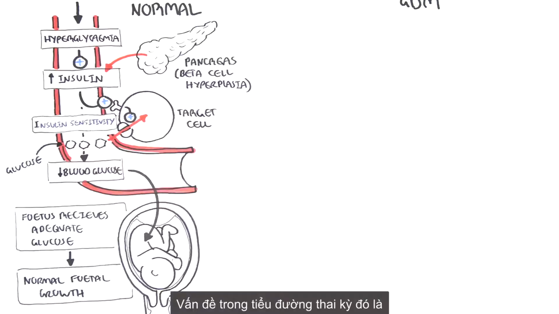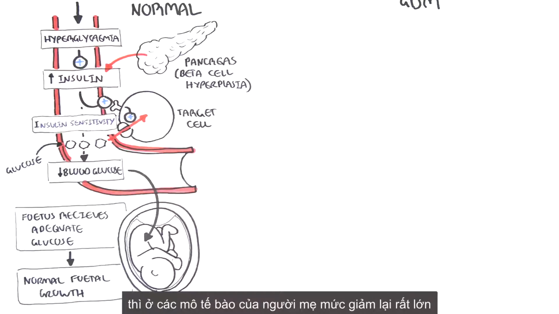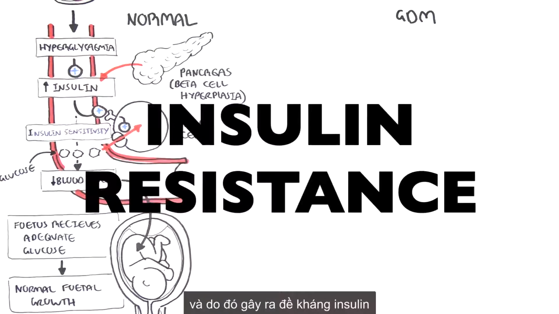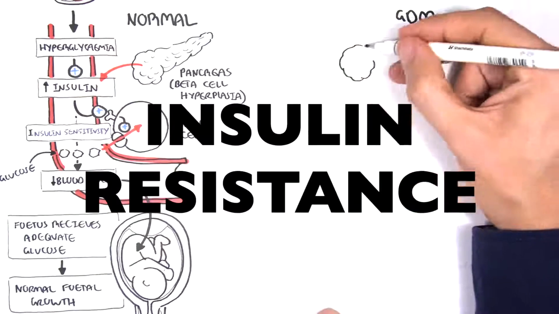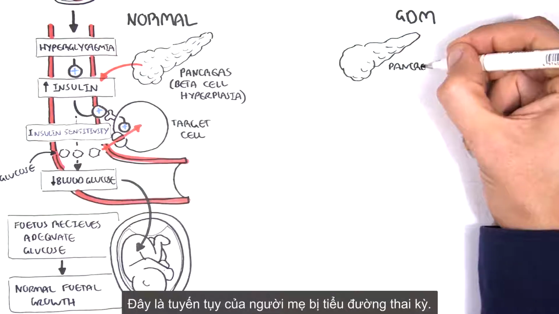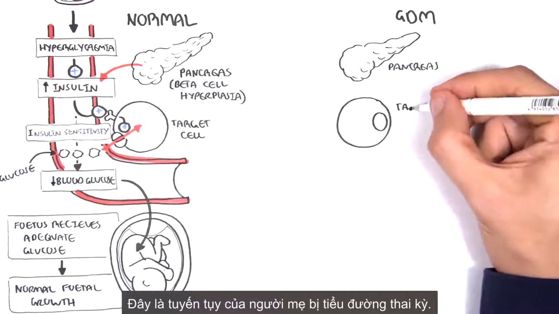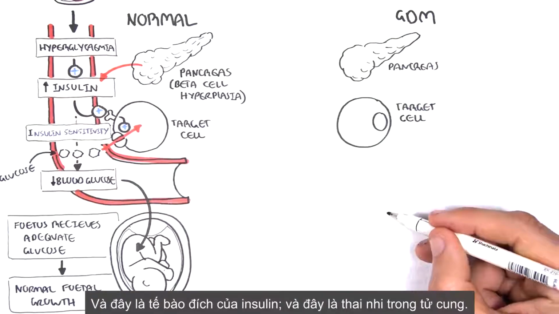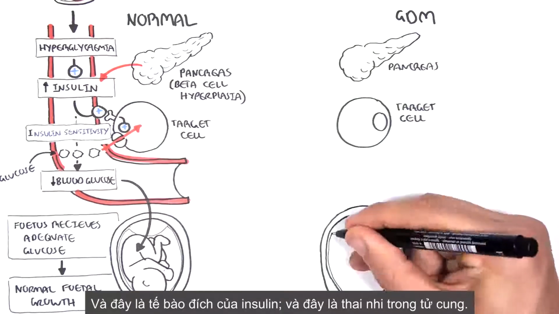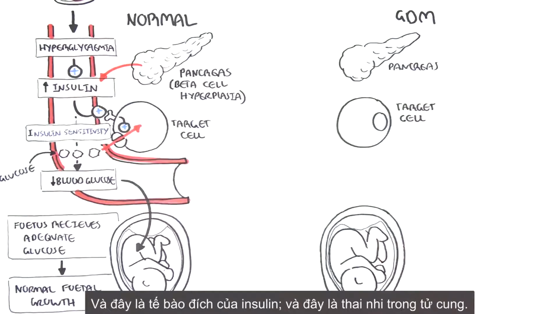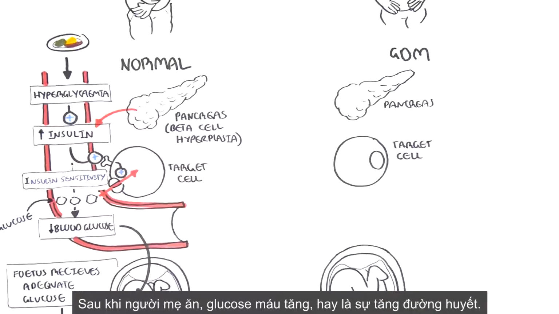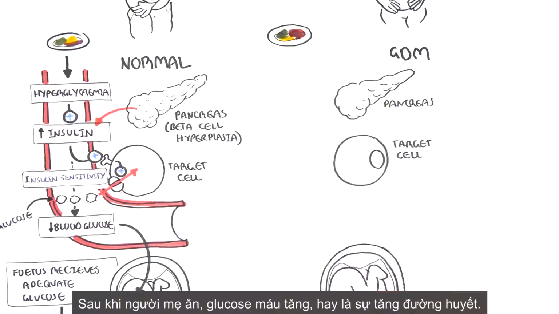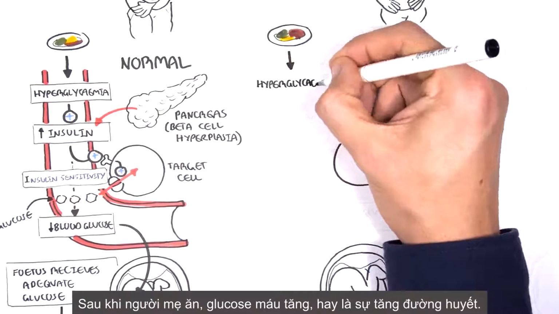What happens in gestational diabetes is that instead of a small decrease in insulin sensitivity in maternal tissue, there is a lot of insulin sensitivity decreasing, and thus also insulin resistance. Here is the pancreas of the mother with gestational diabetes, and here is the target cell of insulin, and here is the fetus in uterus. After a mother eats, blood glucose increases. There is hyperglycemia.